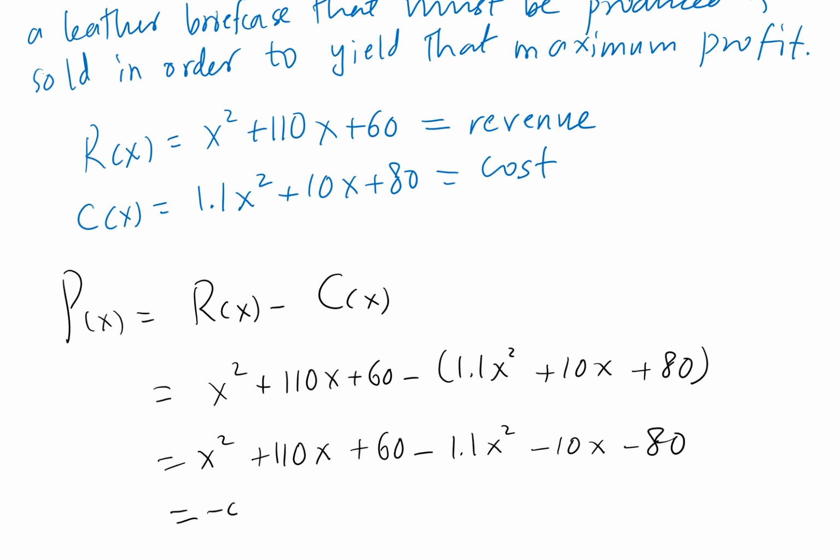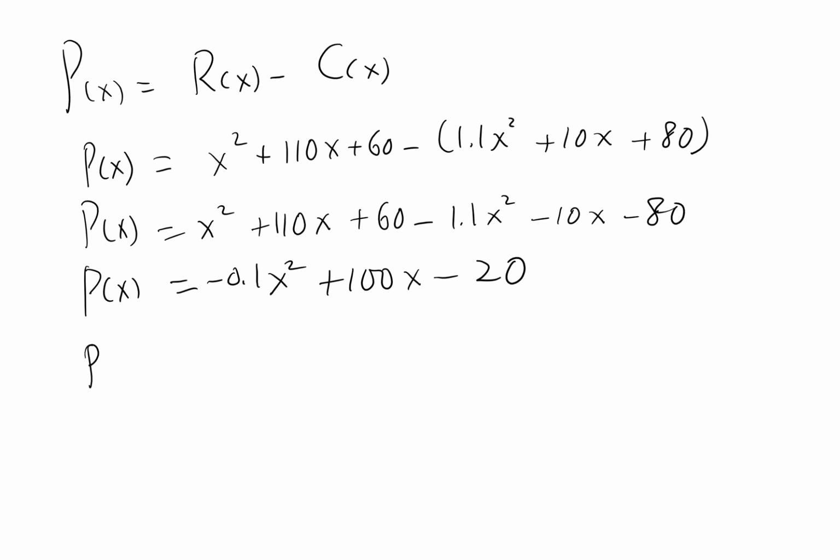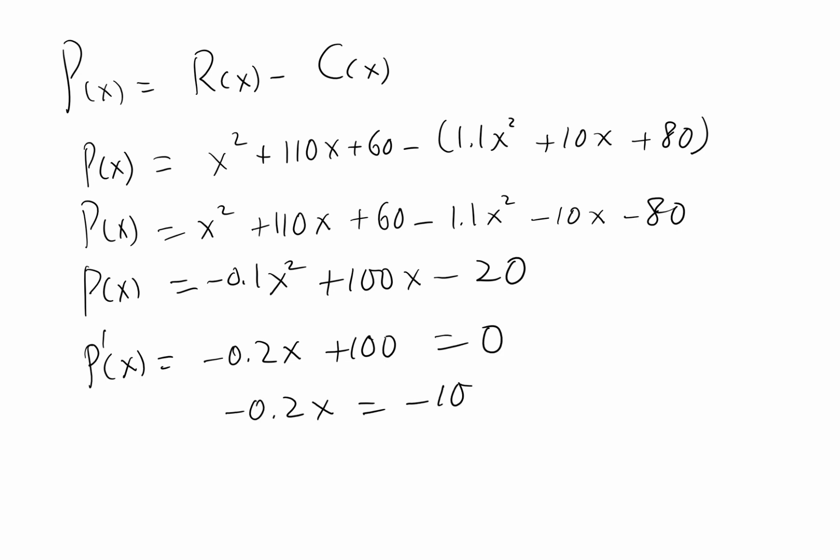So that gives negative 0.1x squared plus 100x minus 20. So I found an expression for the profit, and we need to maximize it. Maximize it means derivative equal to 0. Subtract 100 on both sides. You get 100 over 0.2. If you try it on the calculator, you get 500.